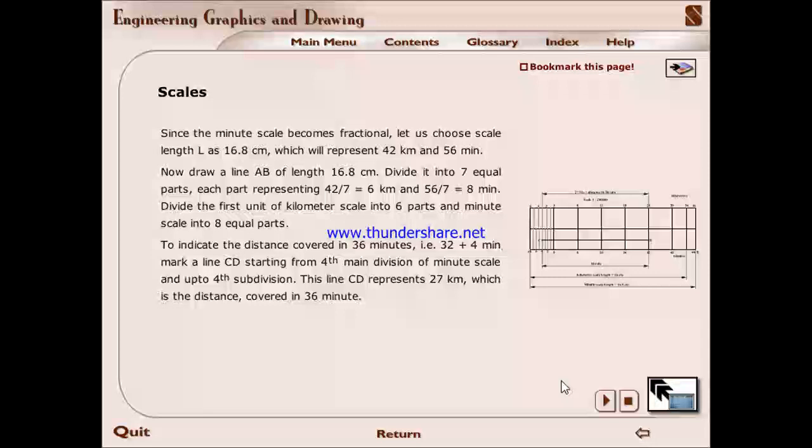Divide the first unit of the kilometer scale into 6 parts and the minute scale into 8 equal parts. To indicate the distance covered in 36 minutes, that is 32 plus 4 minutes, mark a line CD starting from the 4th main division of the minute scale and up to the 4th subdivision. This line CD represents 27 kilometers, which is the distance covered in 36 minutes.